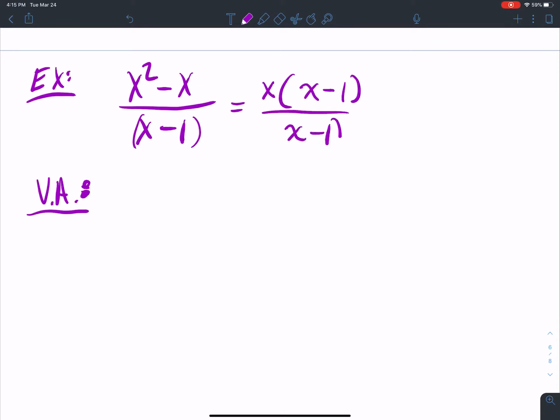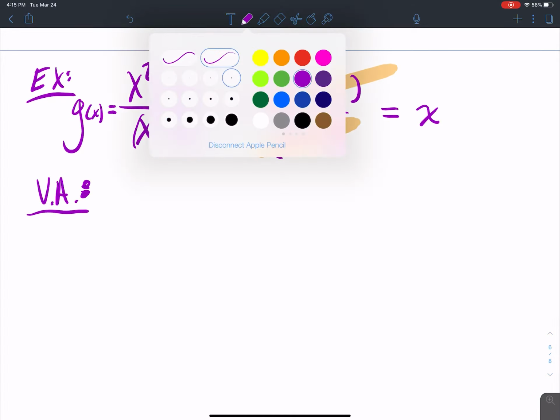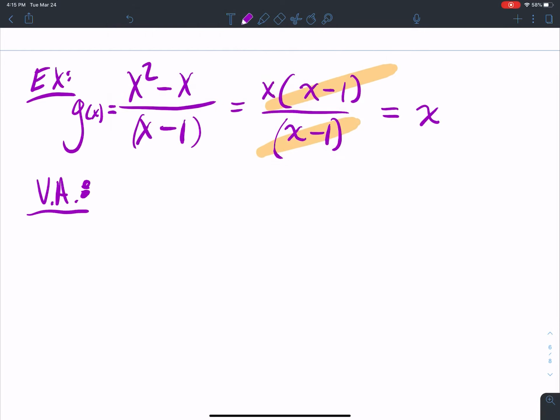Ooh, this looks good. Why does this look good for us? Because I see these two factors here cancel. How about that? That's pretty neat. Because now this reduces to x. So my whole function, maybe I had some g of x here, the whole function becomes x as long as this x minus 1 is not equal to 0. If it were equal to 0, I'd have like 0 over 0, which is bad. That's undefined, okay? So as long as x is not equal to 1, then this is true.